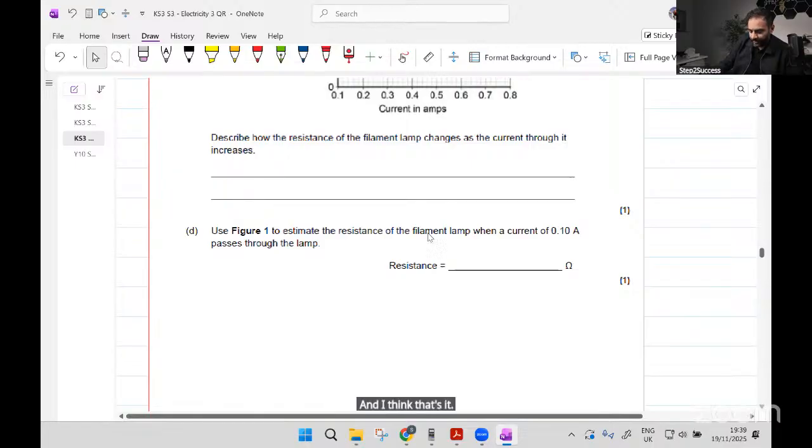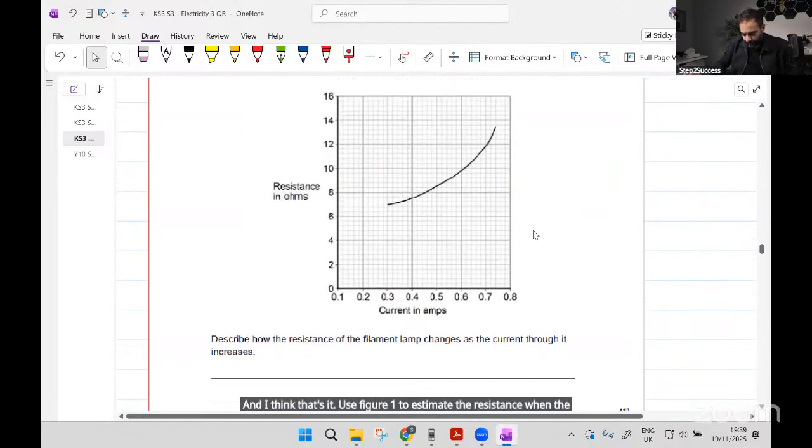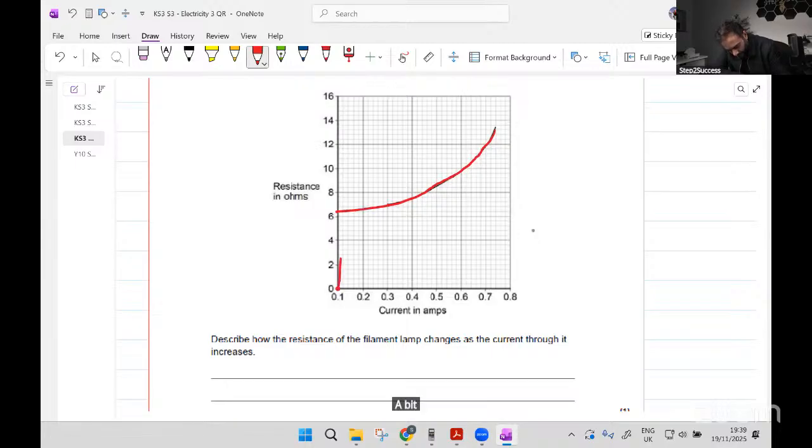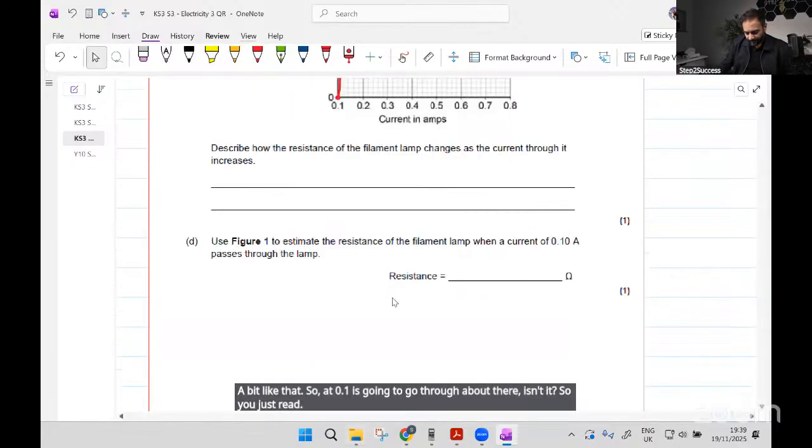Use figure one to estimate the resistance when the current is 0.1. It's a little bit harder, this, but what you've got to do is imagine if you had to continue this graph, where would it go? A bit like that. So at 0.1 it's going to go through about there, isn't it? So you just read that way and get that.